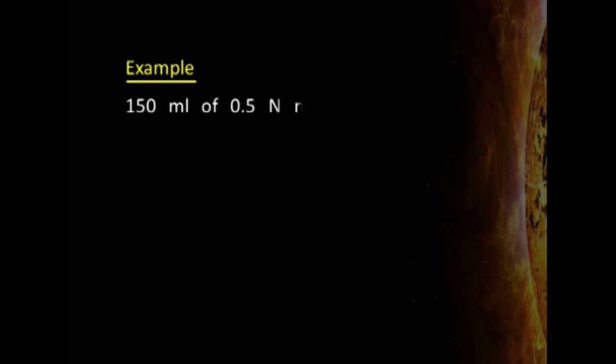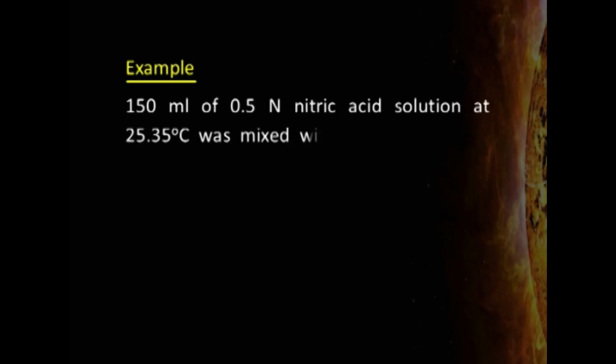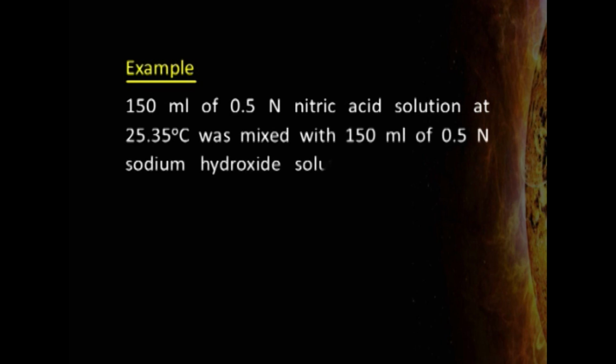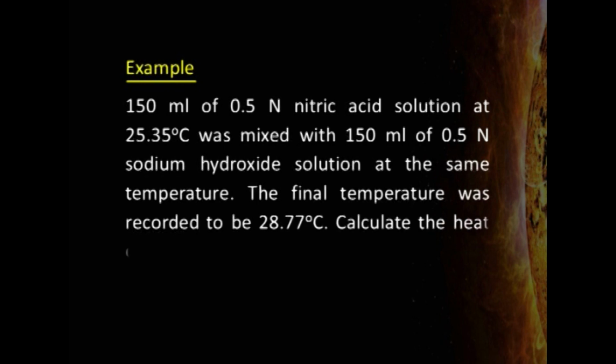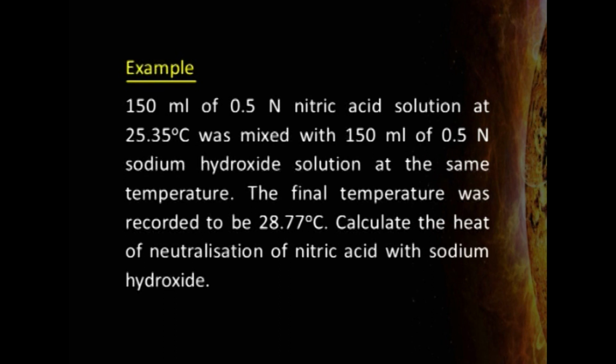Here is an example to calculate the heat of neutralization. 150 ml of 0.5 normal nitric acid solution at 25.35 degrees Celsius was mixed with 150 ml of 0.5 normal sodium hydroxide solution at the same temperature. The final temperature was recorded to be 28.77 degrees Celsius. Calculate the heat of neutralization of nitric acid with sodium hydroxide.